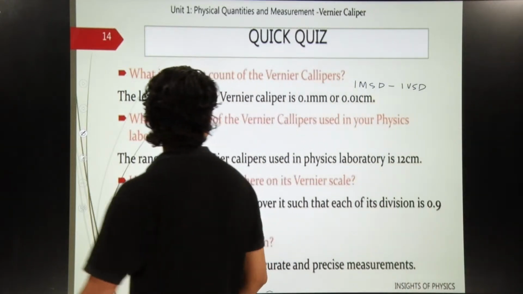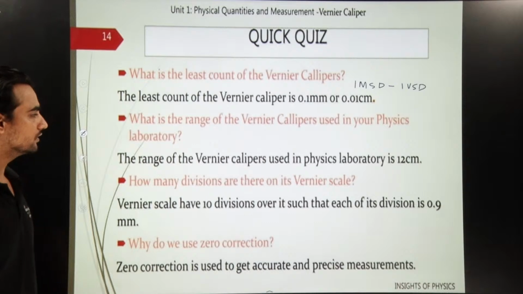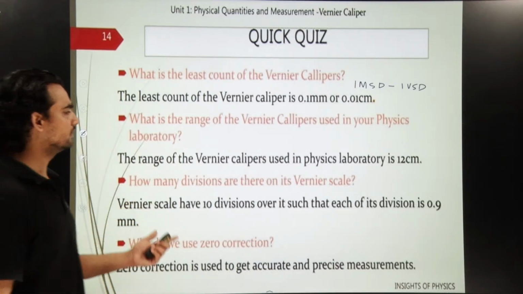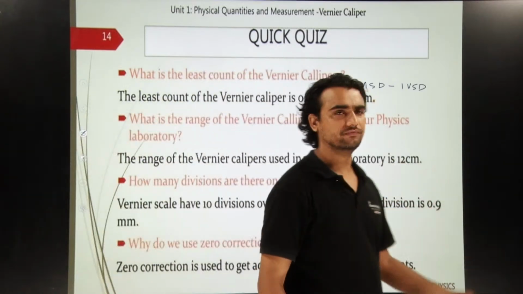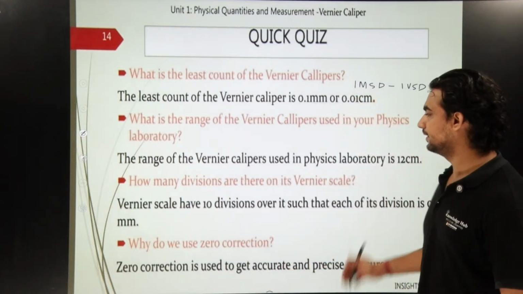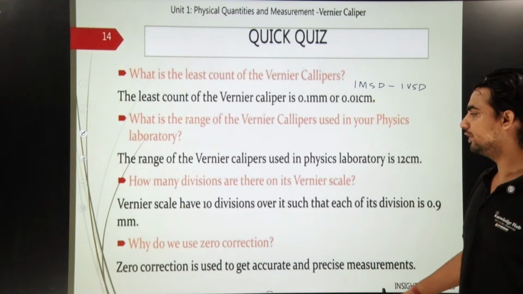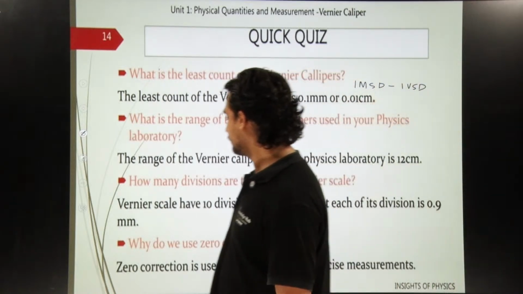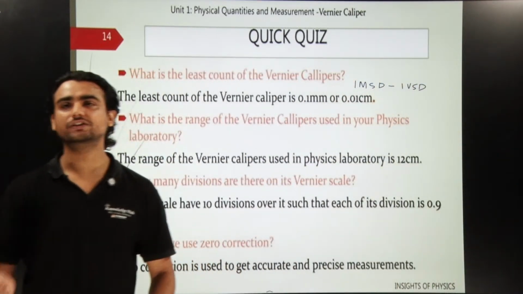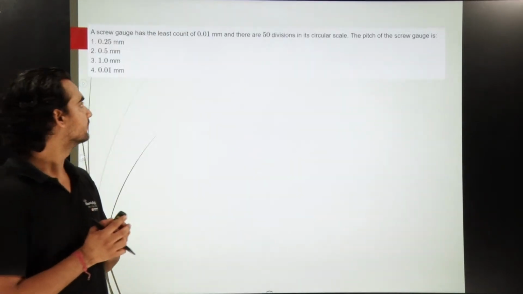What is the range of Vernier caliper used in a physics lab? So now this is basically, in a lab, 12 centimeter. How many divisions are there in a Vernier scale? So 0.9. What is the zero correction? So zero correction is the error which we have before measuring anything.